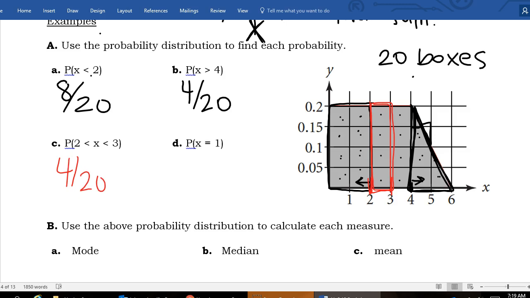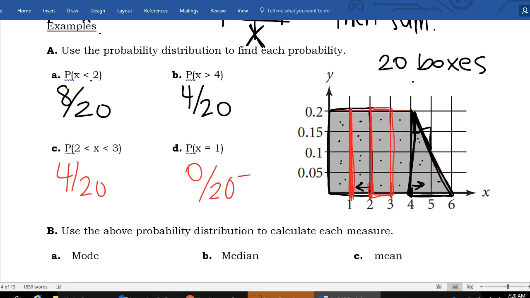And the final one is letter D, the probability that x equals 1. Well, here's 1. And remember, we've been counting boxes. So right now, as I shade this line, I am not shading any boxes. I'm actually shading a line, but that is 0 boxes. Anytime you have probability of x equal to a number, it's always going to be 0.